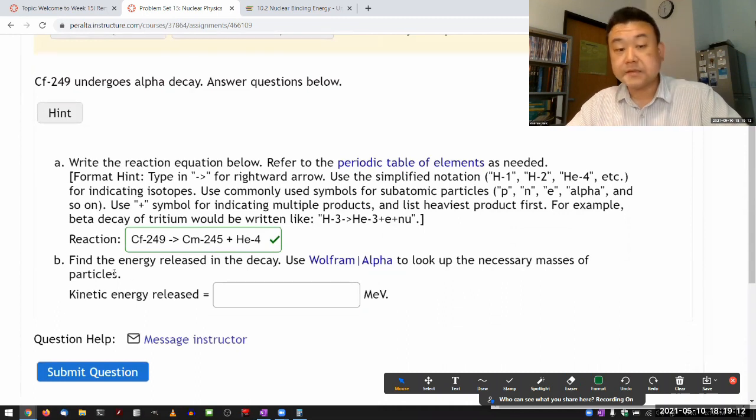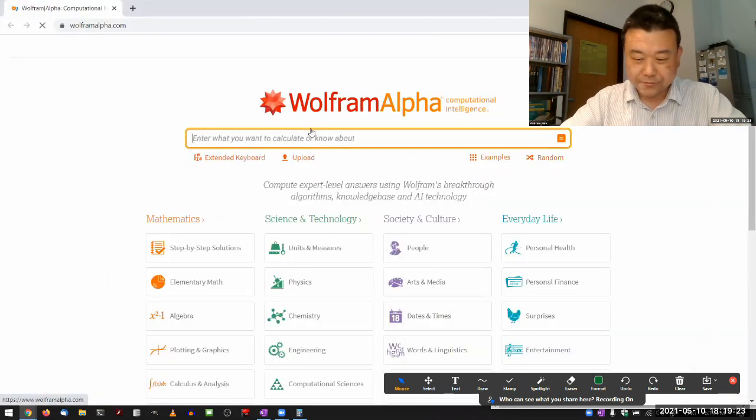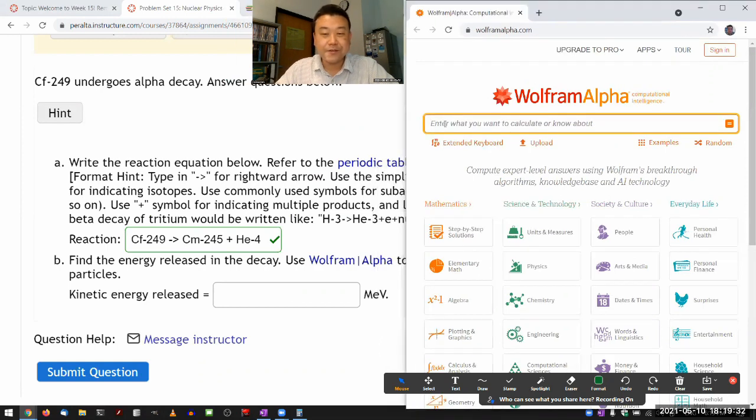It says find the energy released in the decay. So we need to look up the necessary masses of the particles. Or one of the things you can do, I'm recommending that you do this, but as long as you're using Wolfram Alpha, you can actually do the entire calculation in Wolfram Alpha. So what you would be doing is energy released. So I'm taking mass of californium 249, and subtracting off mass of curium 245 plus mass of helium 4.